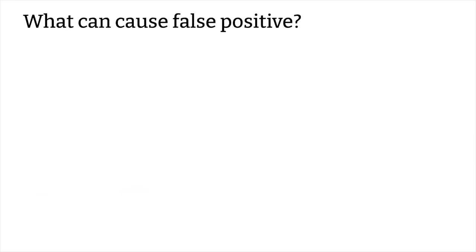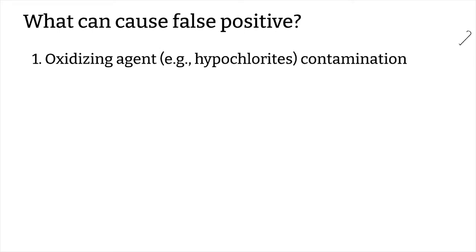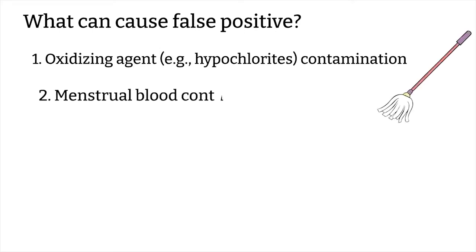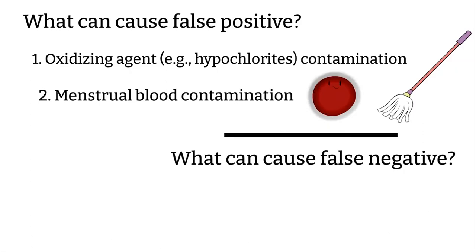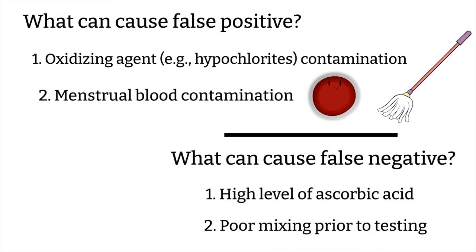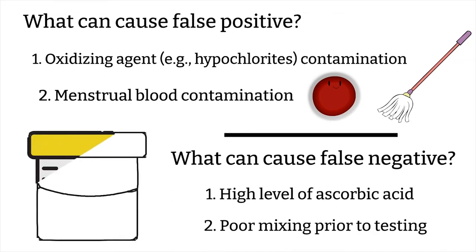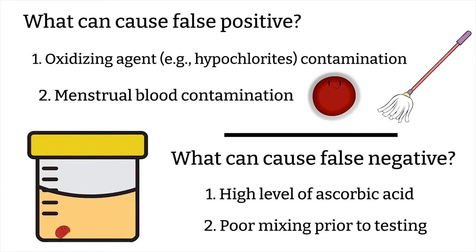Now let's talk about false positive and false negative. For false positive, contamination with oxidizing reagents like hypochlorite and menstrual blood can cause false positive test results. As for false negative test results, a high level of ascorbic acid can give a false negative result, as well as not mixing the sample thoroughly before the test, which can also give a false negative because the RBCs are heavy and could settle down at the bottom of the specimen cup.